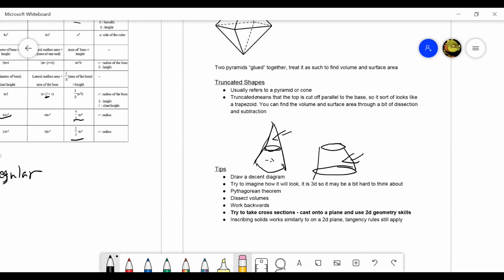And to find the volume of this, you would have to assume what the volume would be if the top part of the cone was not cut off, and then find the volume of the top part that was cut off and subtract. There isn't a great or consistent way to find the volume of this truncated shape without doing that.